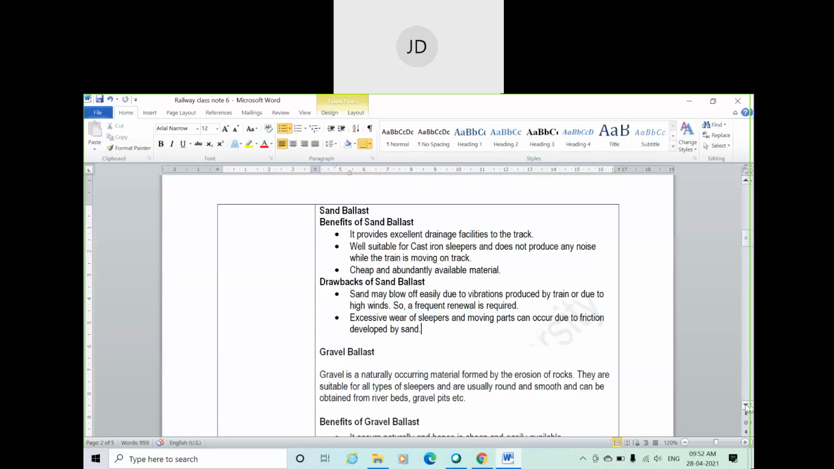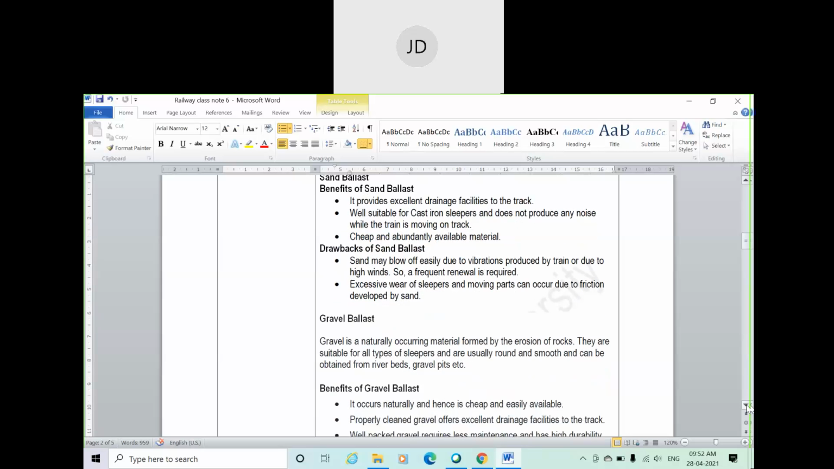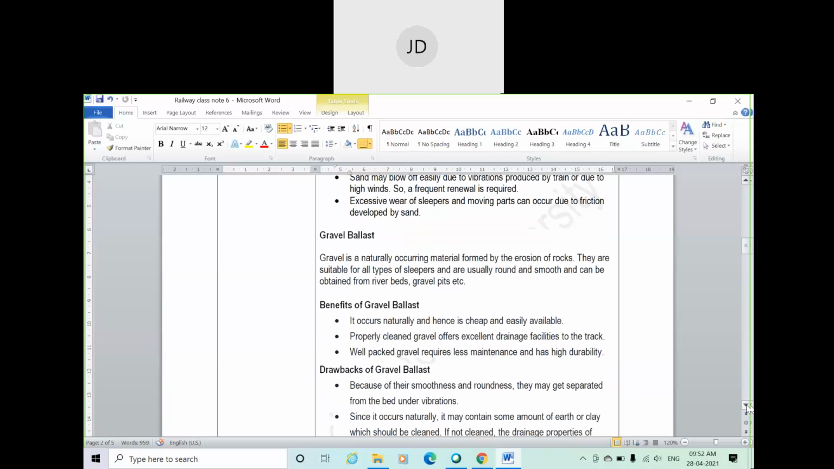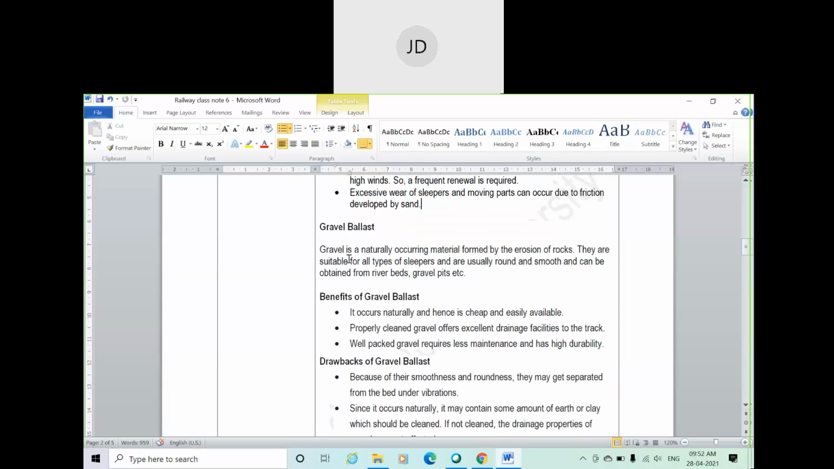Fine. Next, you can also go for gravel ballast. Gravel is a naturally occurring material formed by the erosion of rock. It is suitable for all types of sleepers and is usually round and smooth, and can be obtained from a riverbed, gravel pit, etc. So you can use gravel collected from the riverbed, or riverbed stone also can be used, and it is round in shape and very smooth.